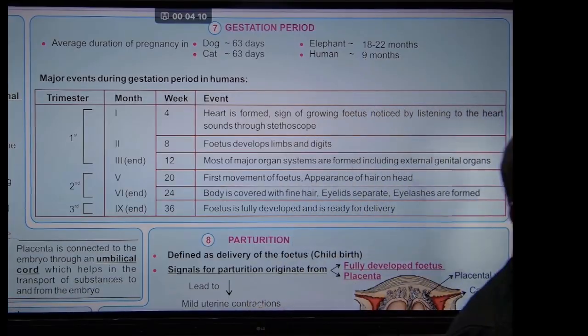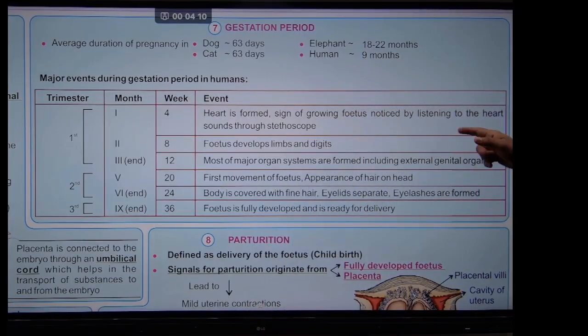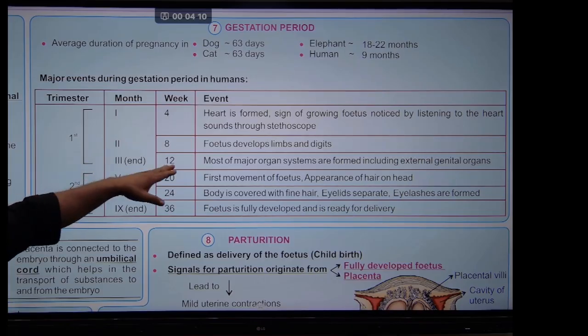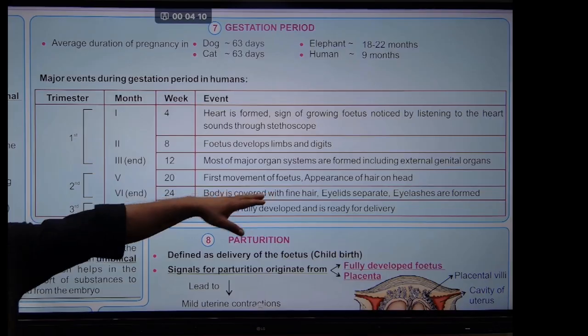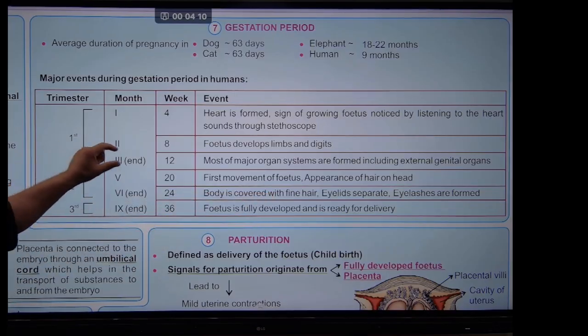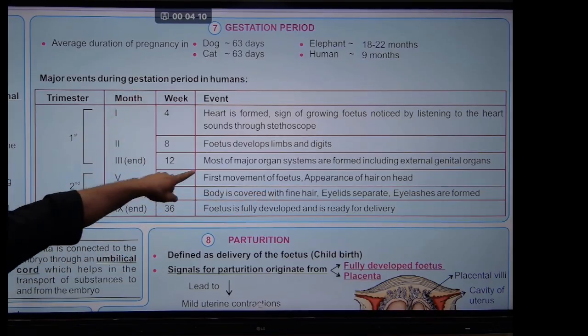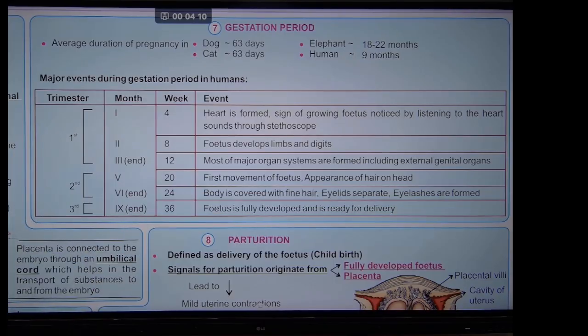By the first month, or the 4 weeks, the heart of the fetus is formed, and the sign of the growing fetus can be noticed by listening to the heartbeat of the fetus by a stethoscope. And by second month, 8 weeks, the fetus develops limbs and digits. By the end of first trimester, the first 3 months, most of the major organ systems are formed, for example, limbs and external genitalia.